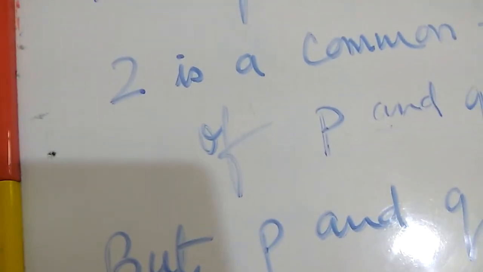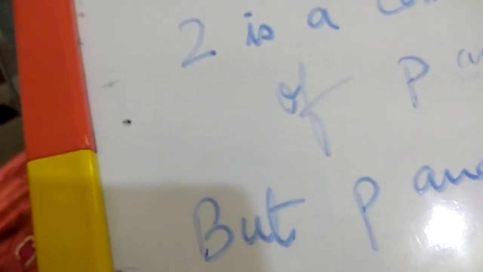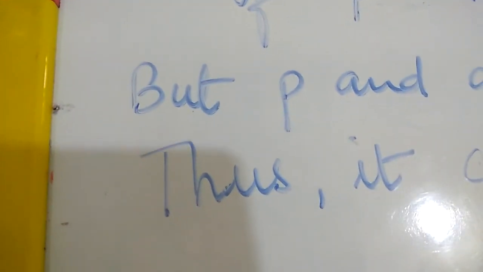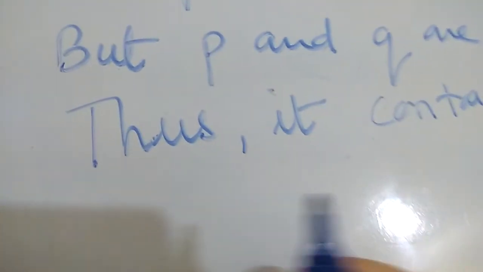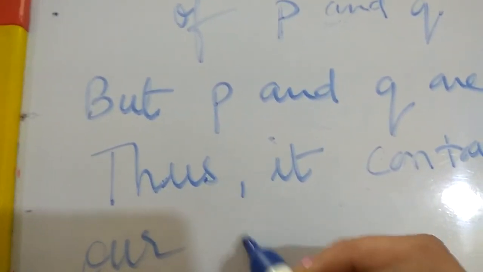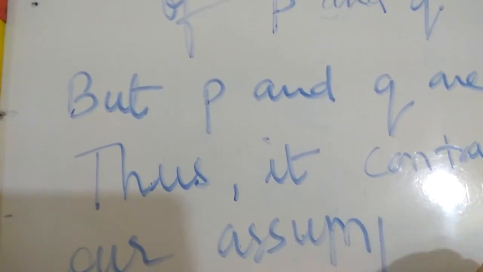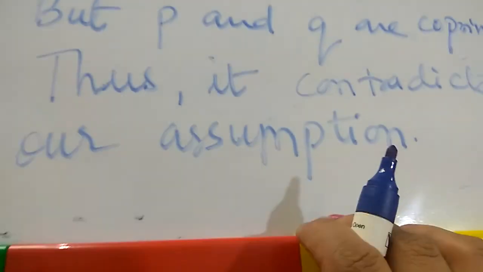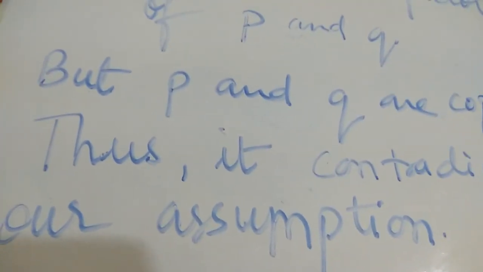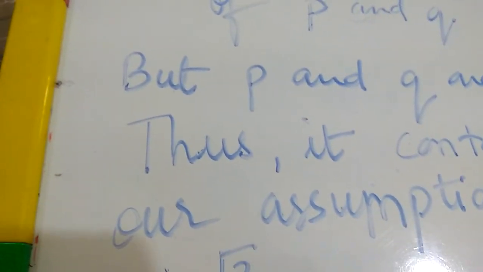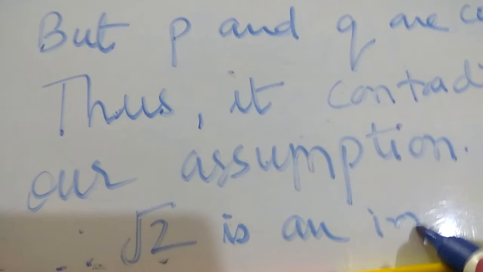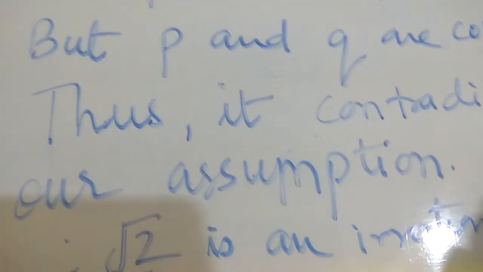But p and q are co-prime. Thus, it contradicts our assumption that root 2 is a rational number. Therefore, root 2 is an irrational number.